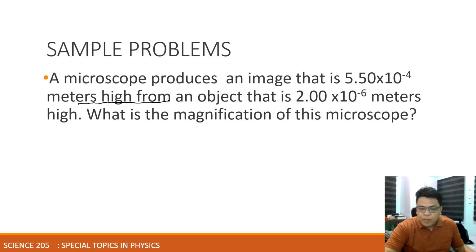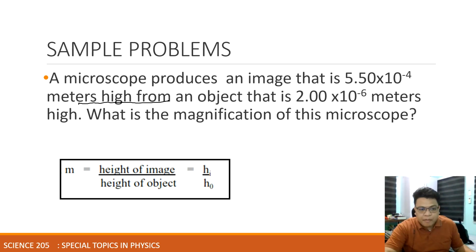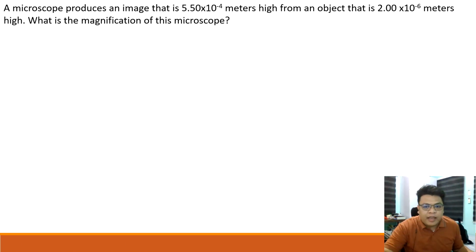Again, what formula can we use? The formula that you can use is the magnification is equal to the height of the image over the height of the object. And for this problem, we can actually get 275 for an answer. So how do we get the 275? Let's try solving it.